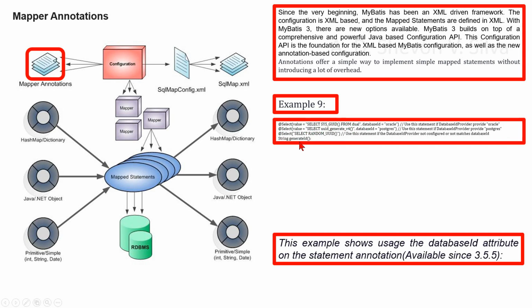This example shows usage of the databaseId attribute on annotations. Use this statement if the database ID is Oracle. Use this statement if the database ID is Postgres. Use this statement if the database provider is not configured or does not match the database ID.